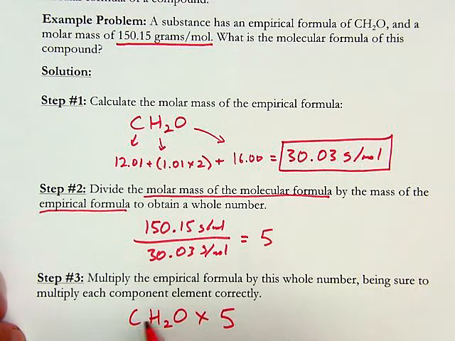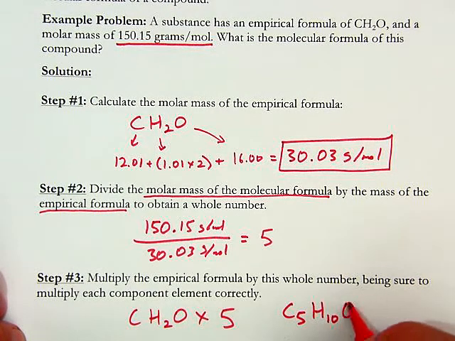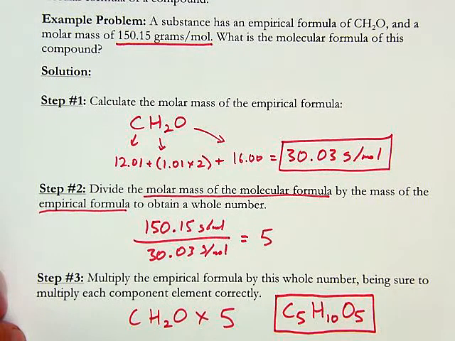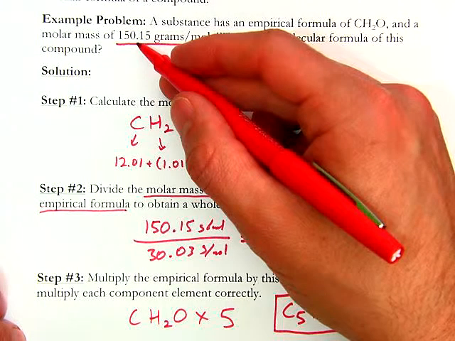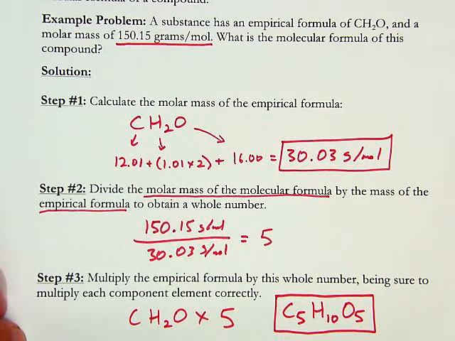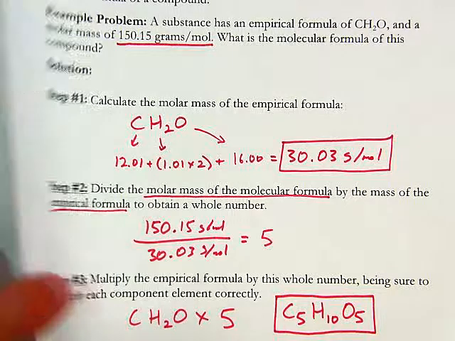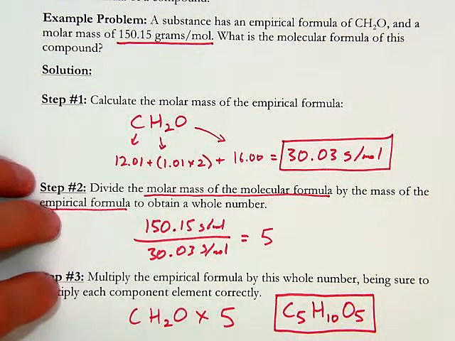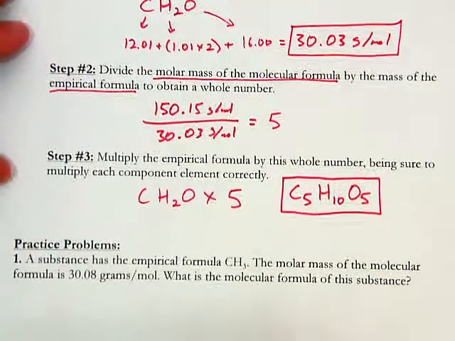So that means instead of 1 carbon, now you're going to have 5 carbons. Instead of 2 hydrogens, now you're going to have 10 hydrogens. And instead of 1 oxygen, now you're going to have 5 oxygens. This is your molecular formula. And if you want to, you can add these up and see that the mass of this does add up to 150.15. This is how you find the molecular formula, okay, from the empirical formula. So we'll do a couple of these, and then we'll be done for the day.